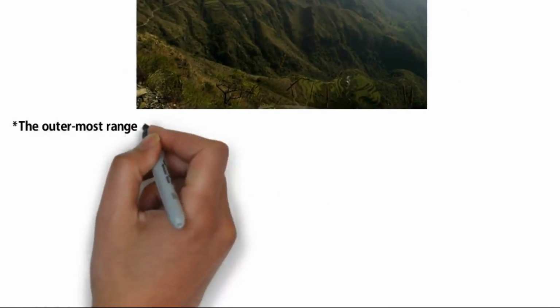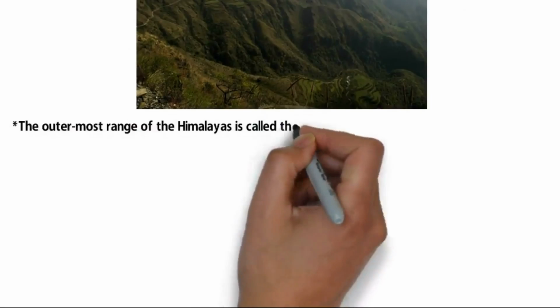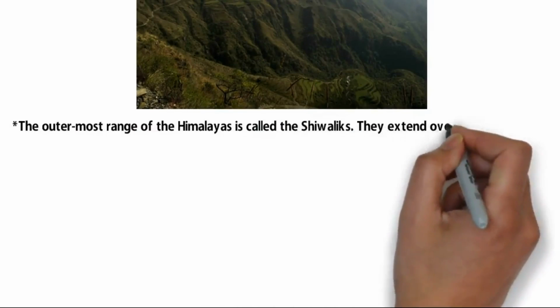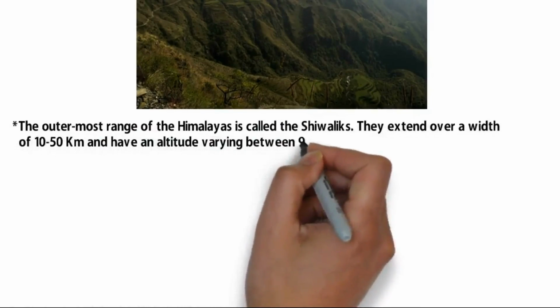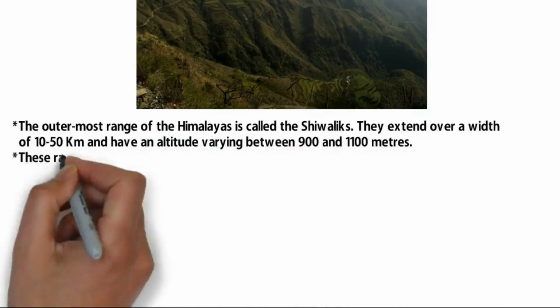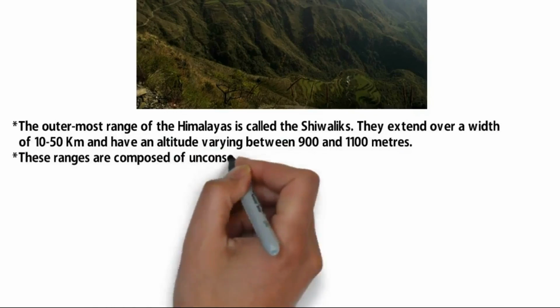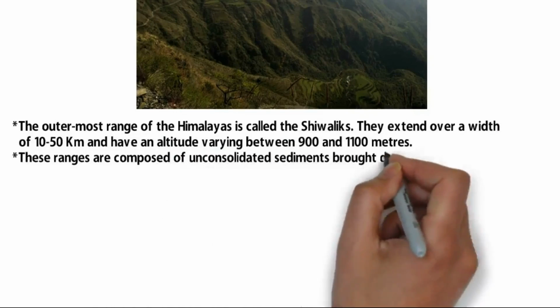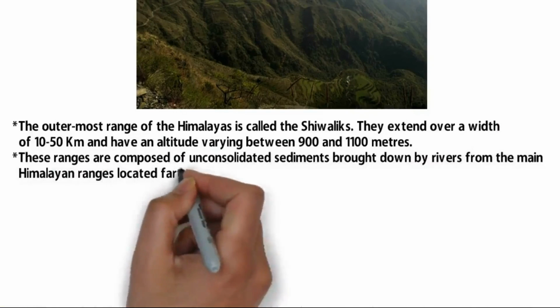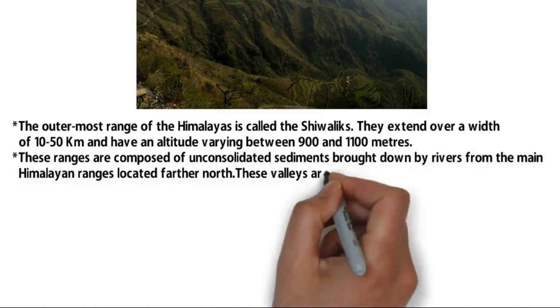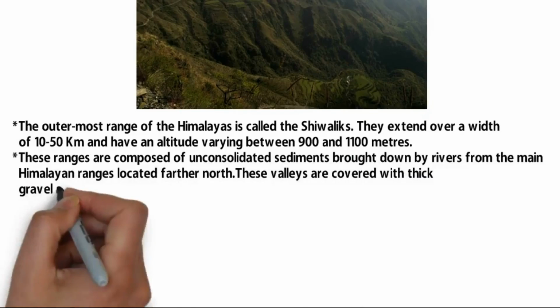The outermost range of the Himalayas is called the Shiwaliks. They extend over a width of 1050 km and have an altitude varying between 900 and 1100 meters. These ranges are composed of unconsolidated sediments brought down by rivers from the main Himalayan ranges located farther north. These valleys are covered with thick gravel and alluvium.